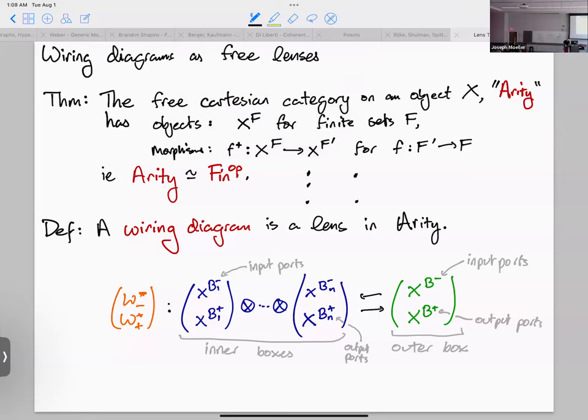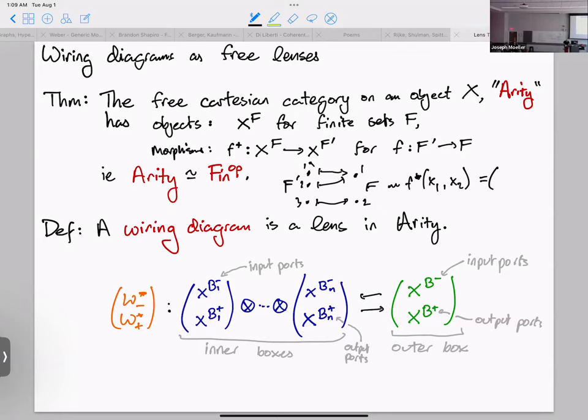Suppose that this was my map of finite sets like this. This is F prime, and this is F. This is my map F. The one I get going back, F star, roughly speaking, is going to take in, let's say, two elements of X, X1 and X2, and it's going to give me three elements of X. Here, this is like 1, 2, 3, and this is 1, 2.